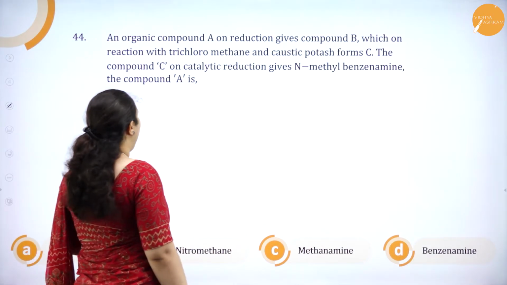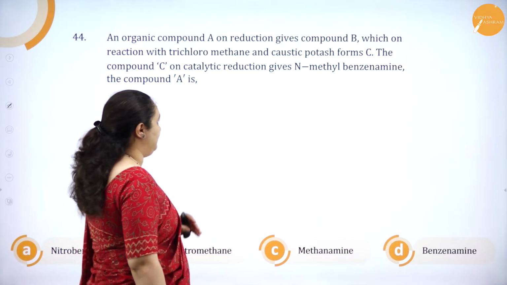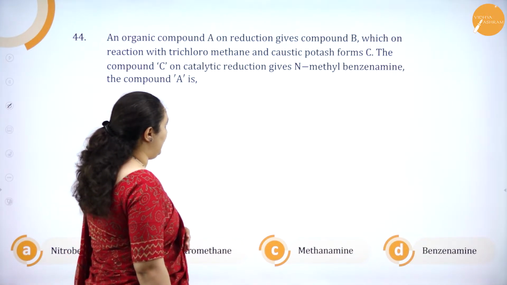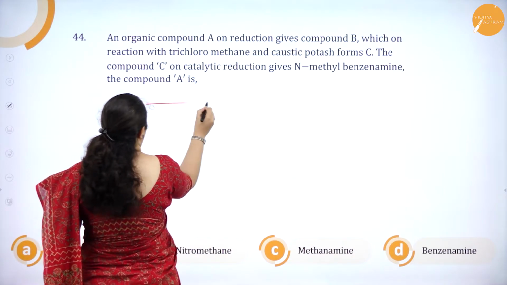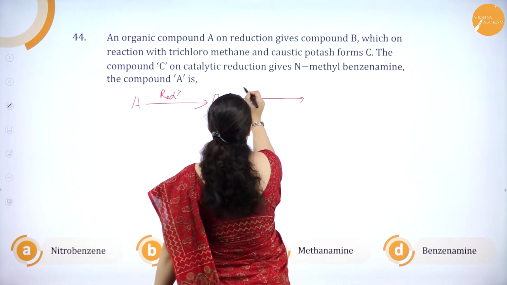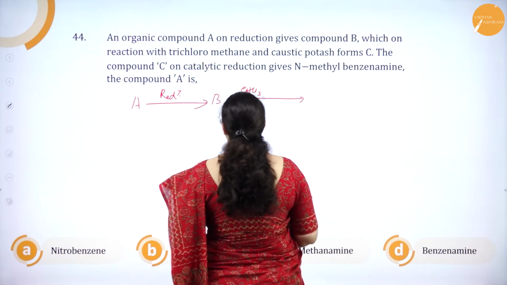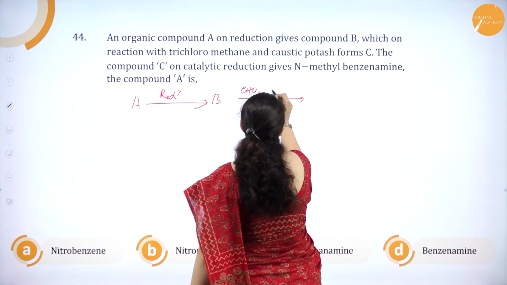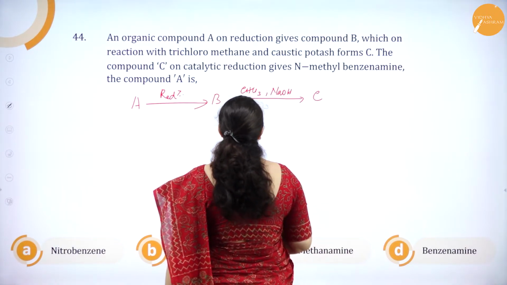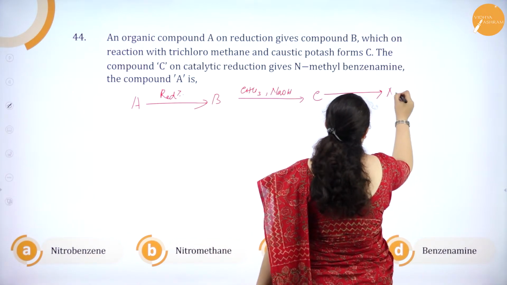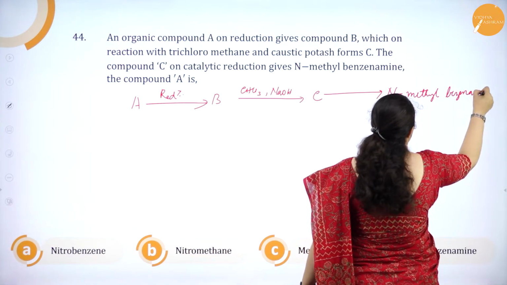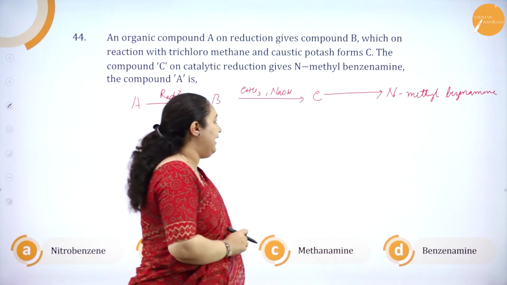So, which will be the correct answer is the question. I'll read the question again. An organic compound A on reduction gives compound B, which on reaction with trichloromethane and caustic potash forms C. Okay, so A on reduction should give B, and which on reaction with trichloromethane, that is chloroform, with caustic potash to form C. The compound C on catalytic reduction gives N-methyl benzenamine. Okay, what is compound A is the question.